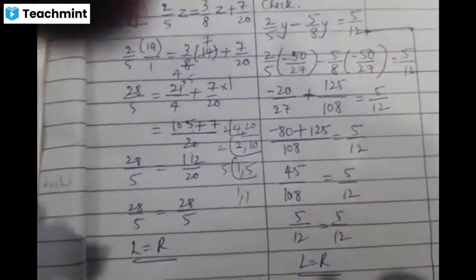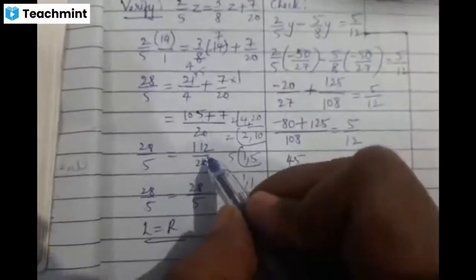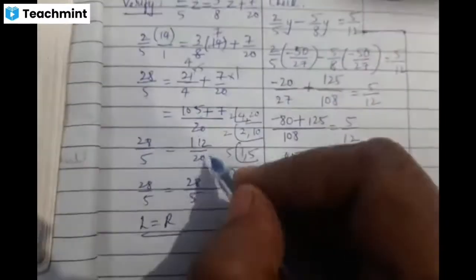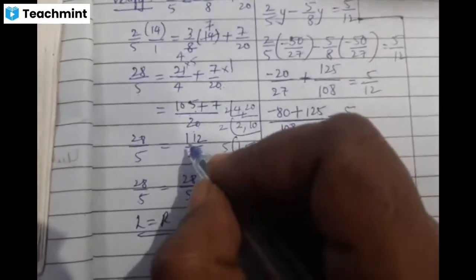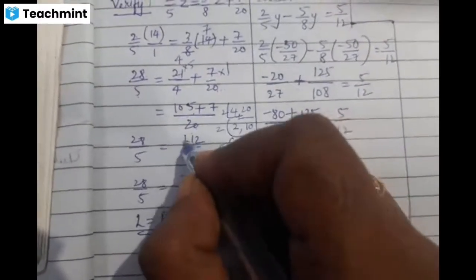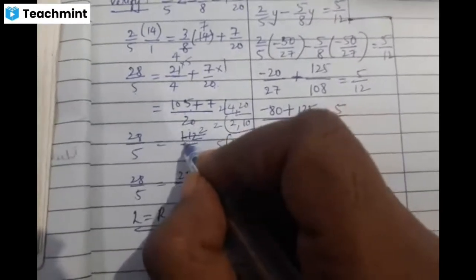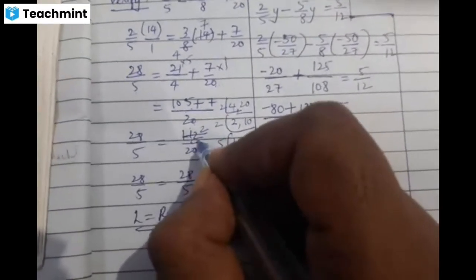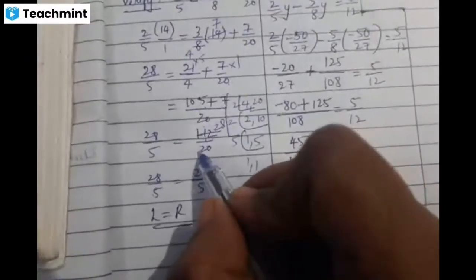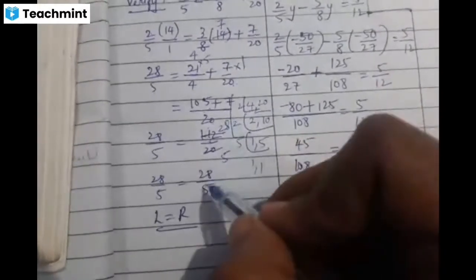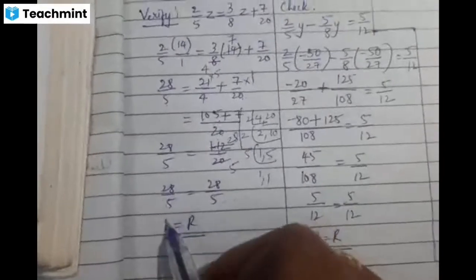In the left hand side we have 28 by 5. Now let us convert this 112 by 20 to the lowest terms with the table of 4. Here 4 2s are 8. In 11, 8 is gone, 3 is left. 3 and 2 means 32. 4 8s are 32. Then in the denominator 4 5s are 20. We get 28 by 5 on the right hand side, which is equal to the left hand side. Therefore LHS is equal to RHS.